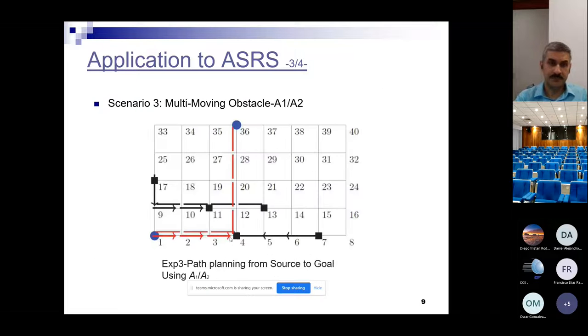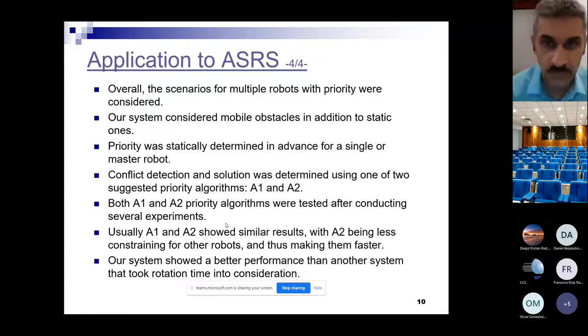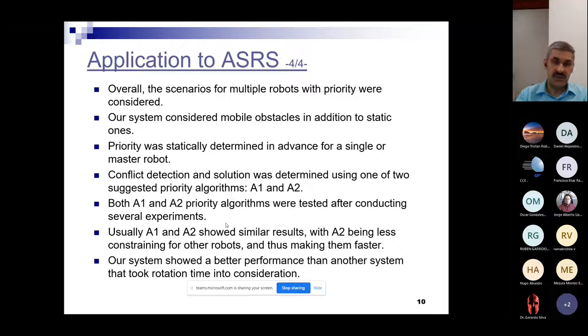Okay, so overall the scenarios for multi-robots with the priority were considered. And our system considered mobile obstacles in addition to static ones also. I did not show the static ones, but they are easy. Now, priority was statically determined in advance for a single or master robot. So one robot had the priority, all the others were of lower priority. So we have two levels of priority, one for just one, and all the others were non-priority robots.